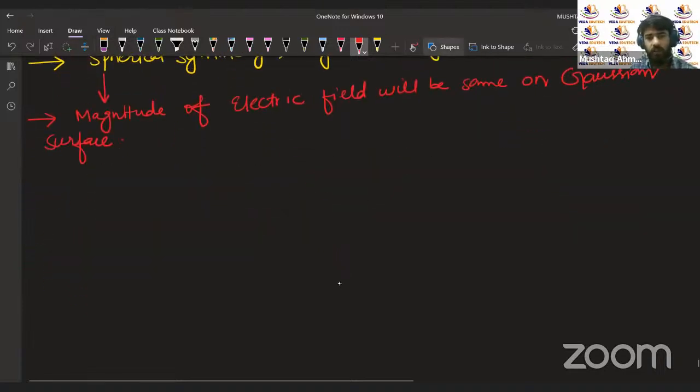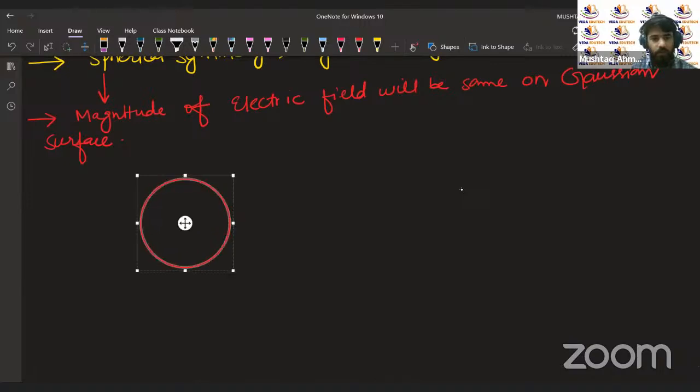Let's talk about spherical symmetry. Let's suppose we have a sphere here, and let me draw a Gaussian surface within this sphere. Let's suppose this is a Gaussian surface.